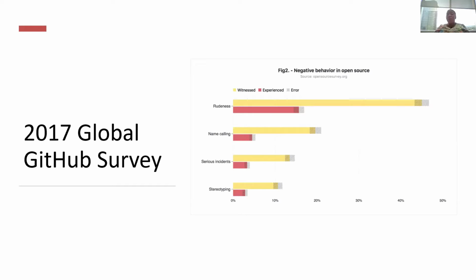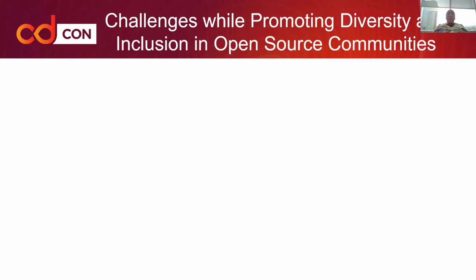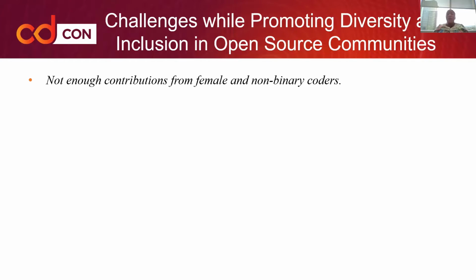However, the good news is that there are many movements out there trying to combat these problems head on at many levels, but not without some prevalent challenges. So some of the challenges that have been encountered today while promoting diversity and inclusion in open source communities include not enough contributions from female and non-binary coders. As I mentioned in the statistics I showed earlier, we have a very small percentage of women involved in open source today, and this has posed a challenge to open source communities.